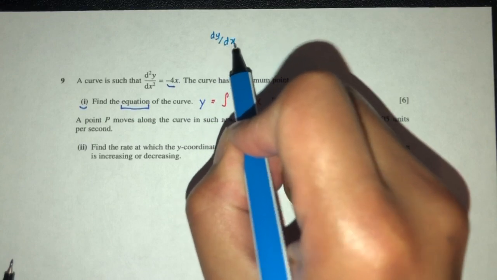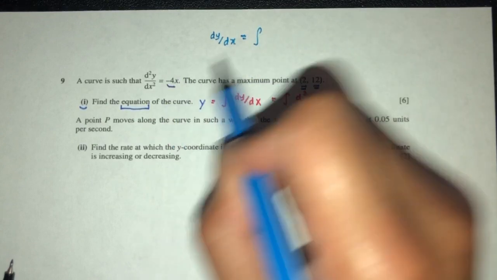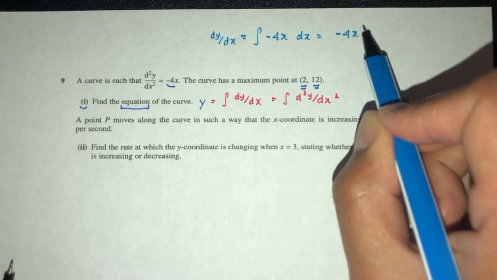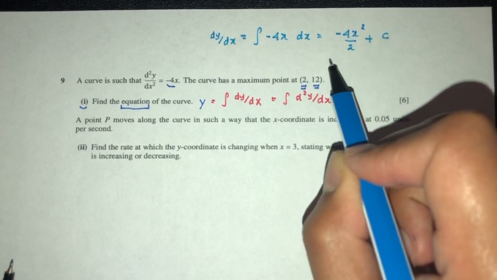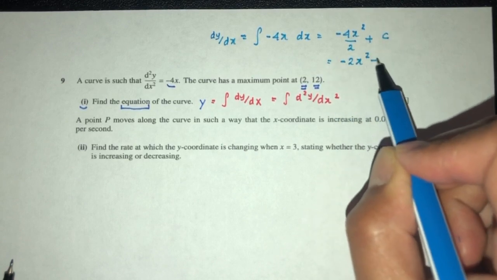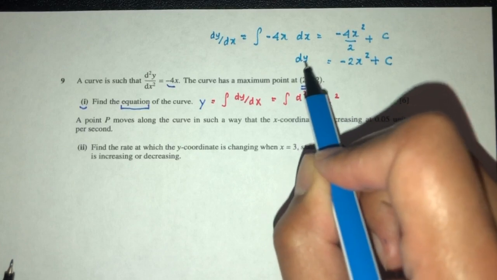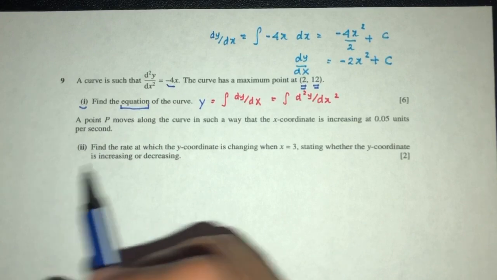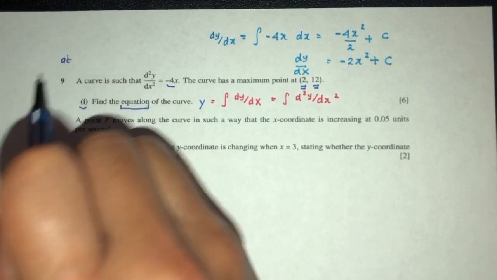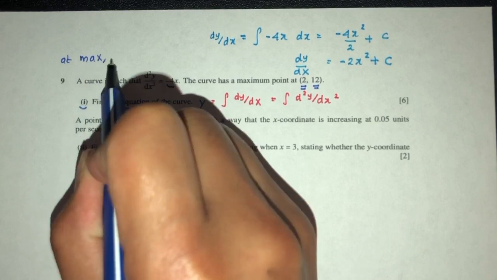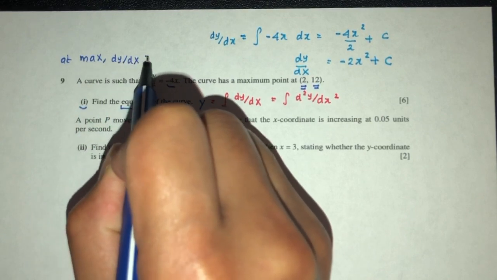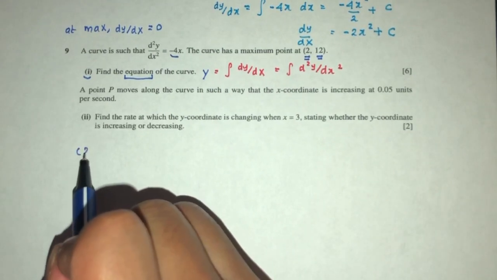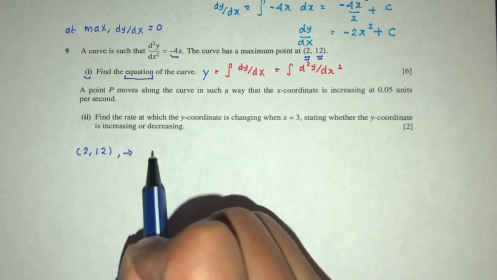So dy by dx has to be the integration of d2y by dx2, so minus 4x with respect to dx. That should be minus 4x squared divided by 2 plus c, which is minus 2x squared plus c. That is dy by dx. Now, we know that at the maximum point, dy by dx has to be 0. So at the point 2, 12, dy by dx has to be 0.